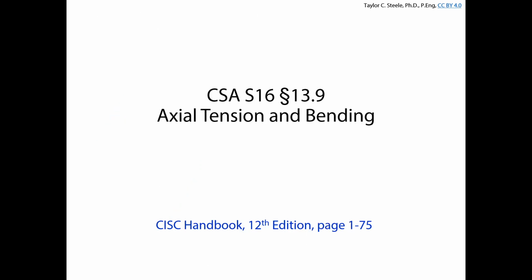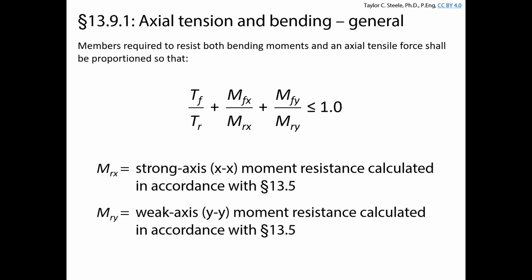So that basically brings us to how S16 presents the requirements for steel members that carry axial tension and bending. What we're going to see is the same equation, and it says that for members in general, we have to check strength. So we've got TF over TR plus MFX over MRX plus MFY over MRY, which has to be less than or equal to 1, where MRX is the strong axis moment resistance calculated in accordance with clause 13.5. That's because when we derived this equation, it was based on the bending stress, where we calculate the stress as M over S. And MRY is the weak axis moment calculated in the same way, just with SY instead of SX. Okay, so we've seen this before.